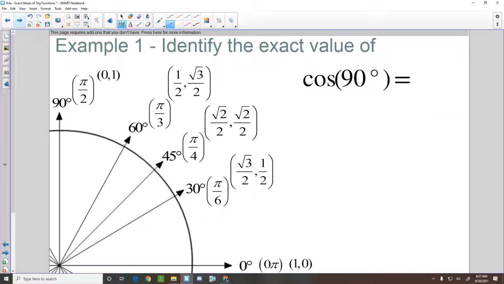All right, so I want all of you to write down the cosine of 90 degrees. I even gave you a little quadrant 1 of the unit circle there. What's the cosine of 90 degrees? Go ahead and write that down, right? Cosine of 90. And then think, all right, the cosine. Let's see, is that the x-coordinate or the y-coordinate? Or is that the y over x?